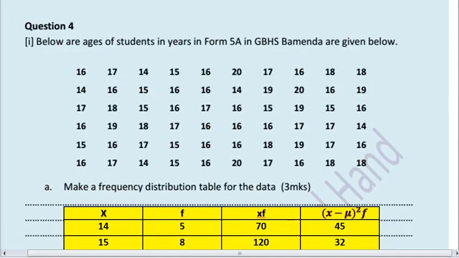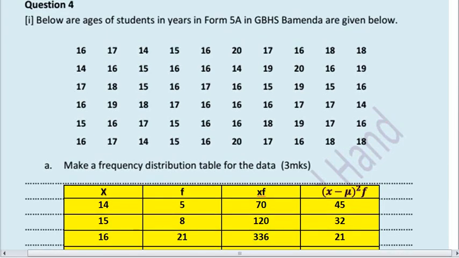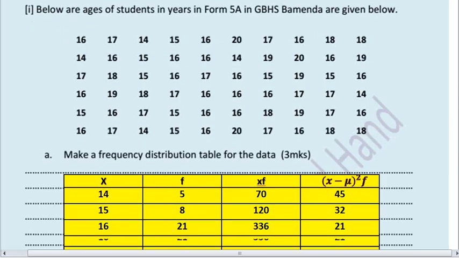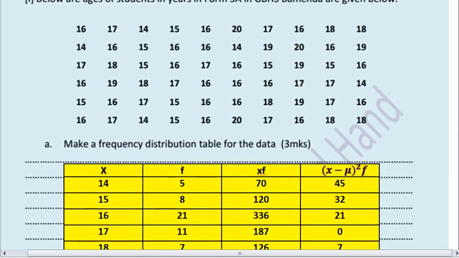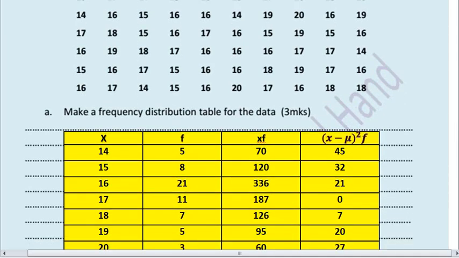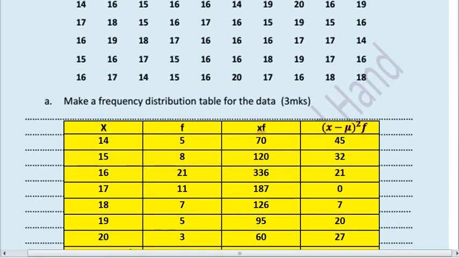Now question 4: below are ages of students in years in Form 5A in GBHS Bamenda. Make a frequency distribution table for this data. When you look at these ages, the ages range from 14 to 20. So my x values will range equally from 14 to 20. For 14, you just have to be circling all the 14s, and then maybe you have 5 of them.